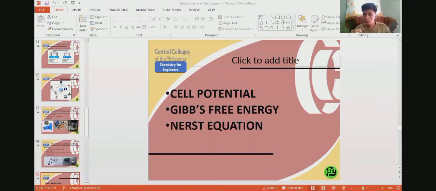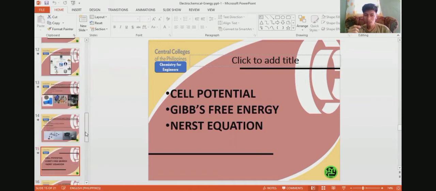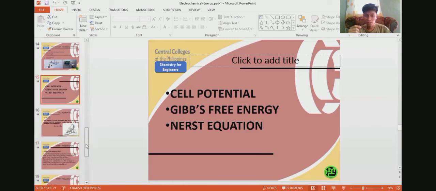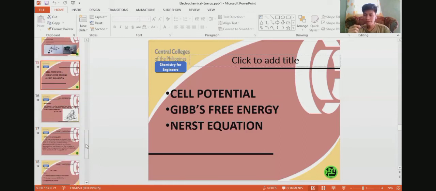So, good day, sir. Ngayon, bago tayo mag-proceed sa ating discussion, paano ba natin makukuha or makukompute yung kaya i-produce ng isang cell? So, by these three topics, which are cell potential, Gibbs free energy, and the Nernst equation, we will tackle how to calculate the specific cell and kung ilan or ano yung value na kaya niyang i-produce associated with galvanic and voltaic cells.